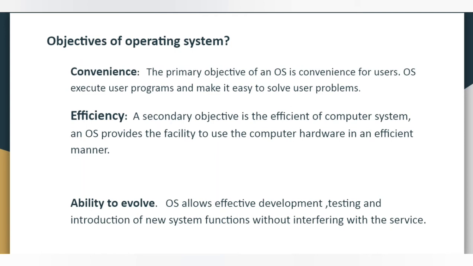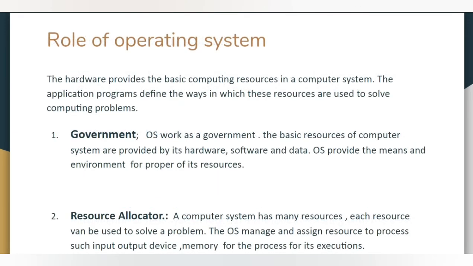So the role of the operating system: the hardware provides the basic computer resources in a computer system. The application programs define the ways in which these resources are used to solve computing problems. Number one is government. So the OS acts as a government: the basic resources of a computer system are provided by its hardware, software and data. The OS provides the means and environment for proper use of its resources.